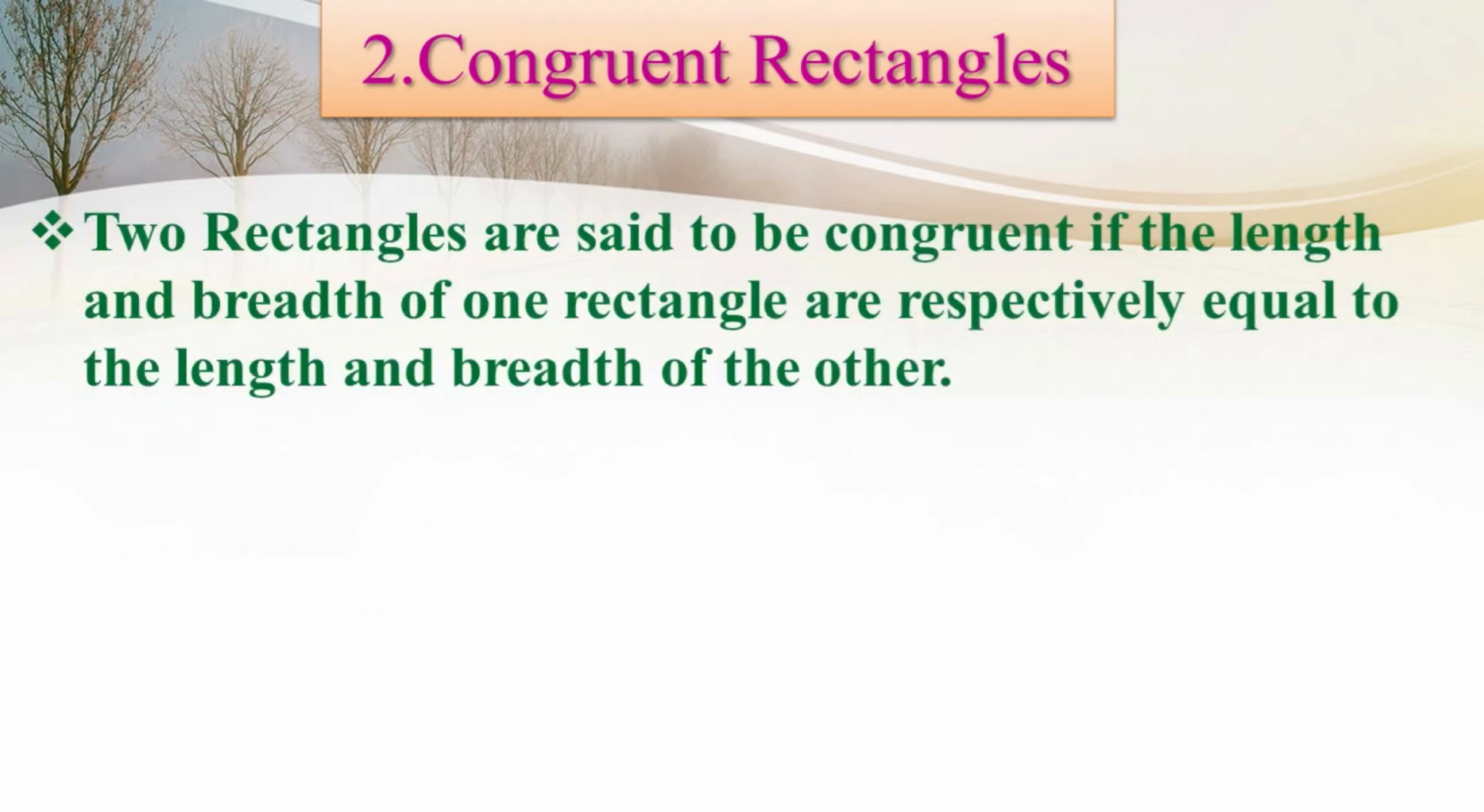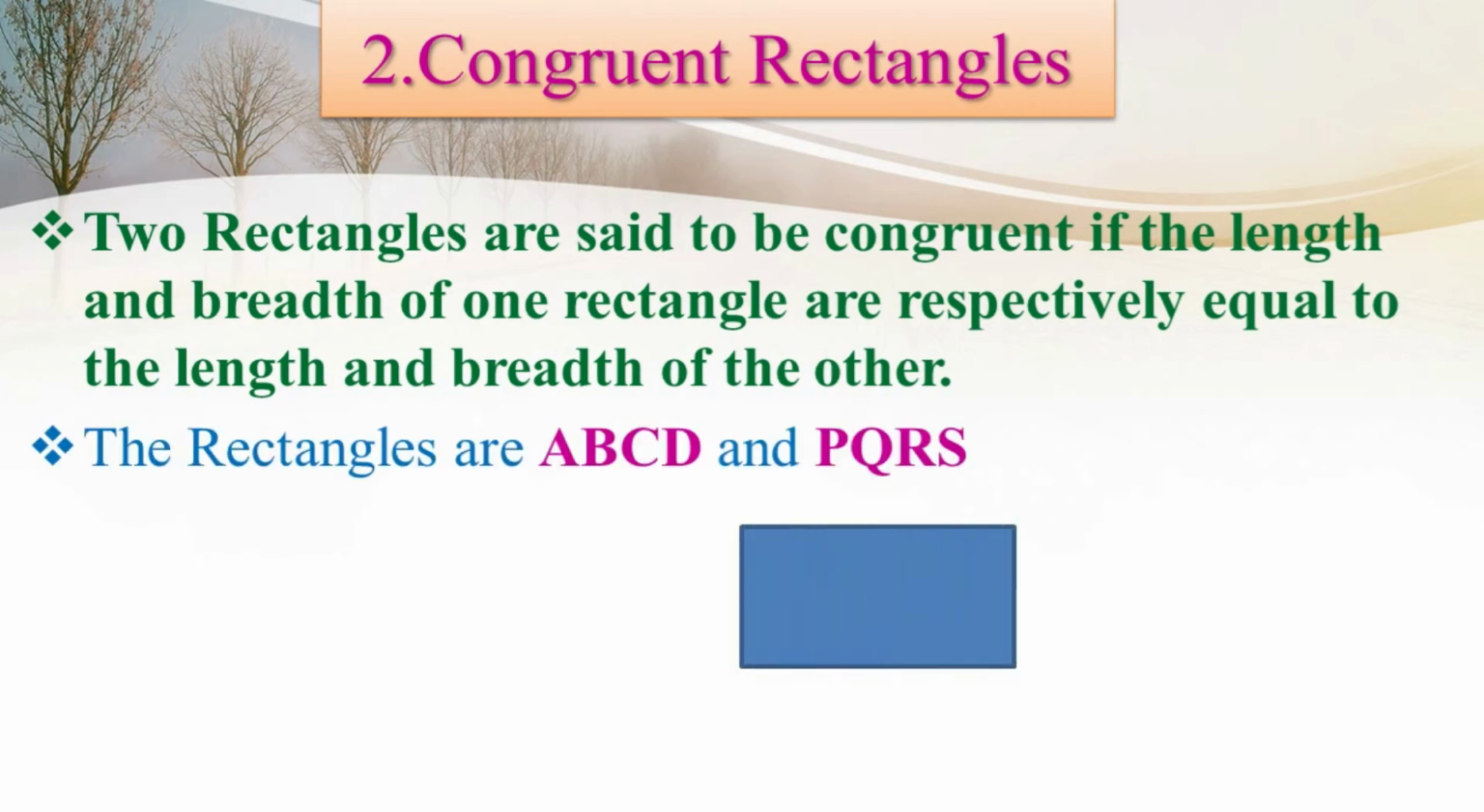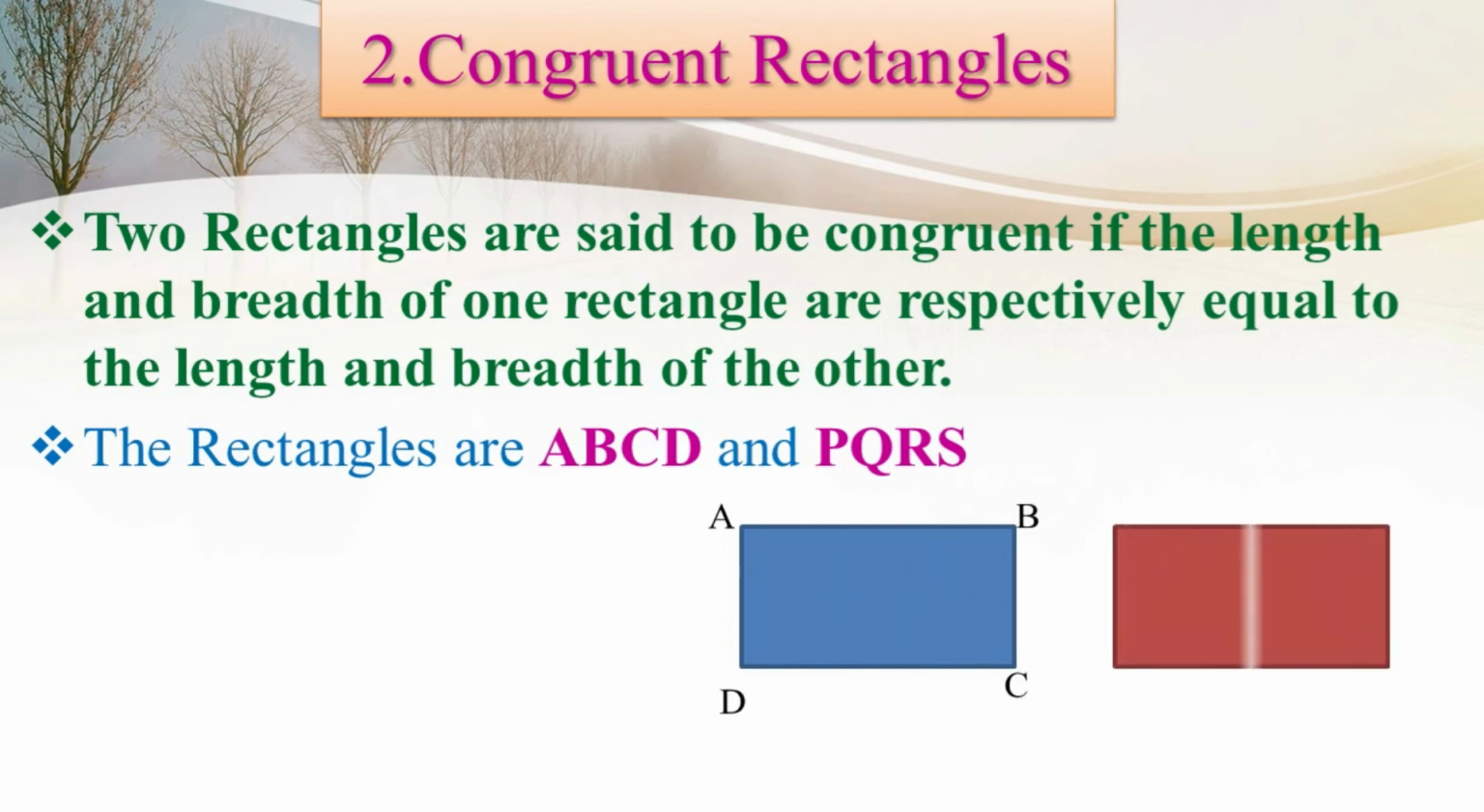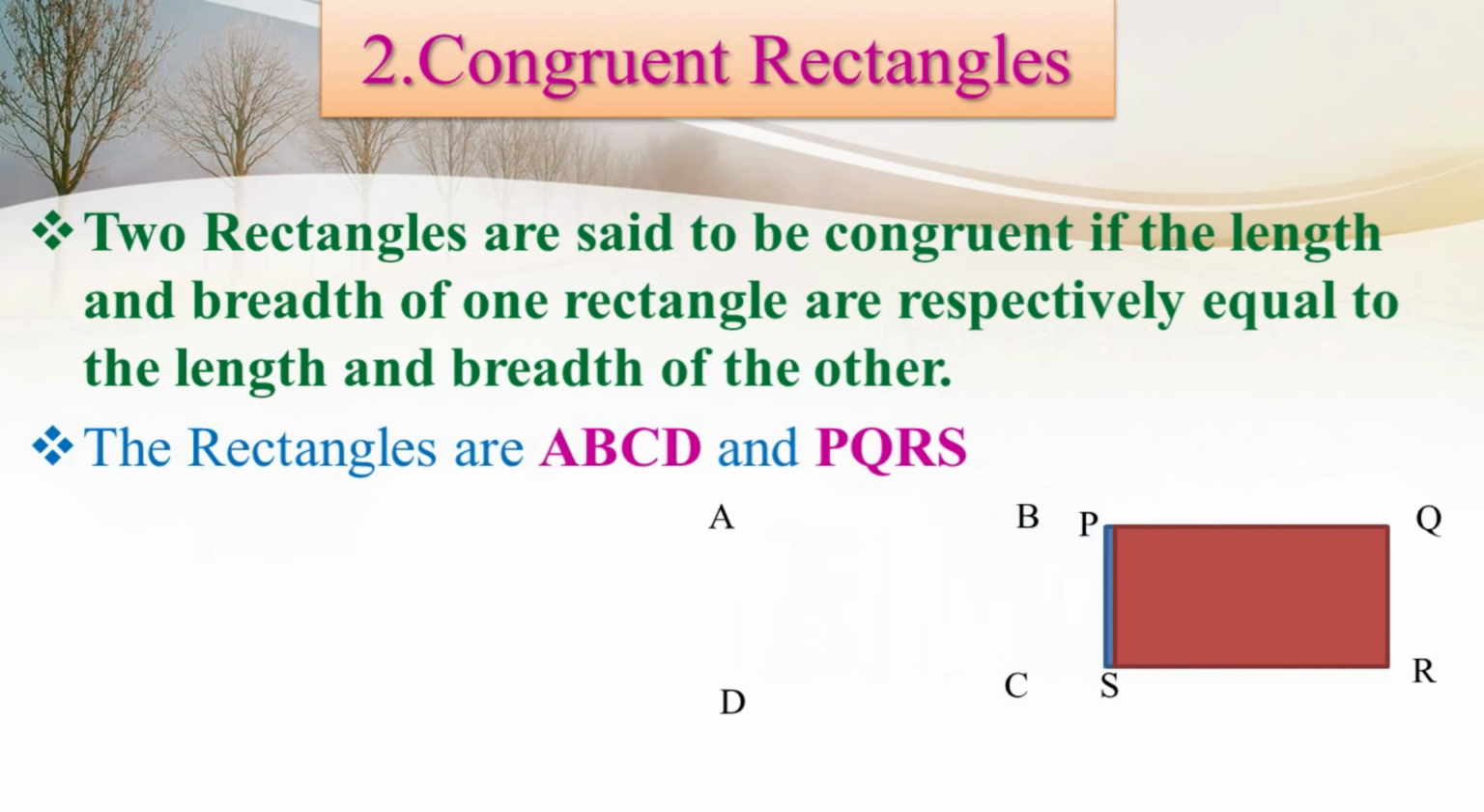Congruent rectangles. This is another type of quadrilateral. Two rectangles are said to be congruent if the length and breadth of one rectangle are respectively equal to the length and breadth of the other. Let the rectangles be ABCD and PQRS. We are doing the superposition method to find whether the rectangles are congruent.